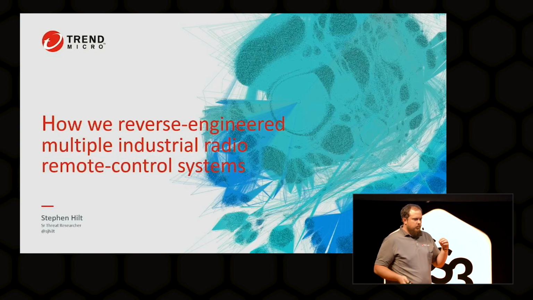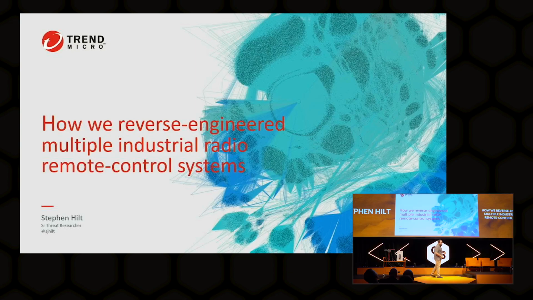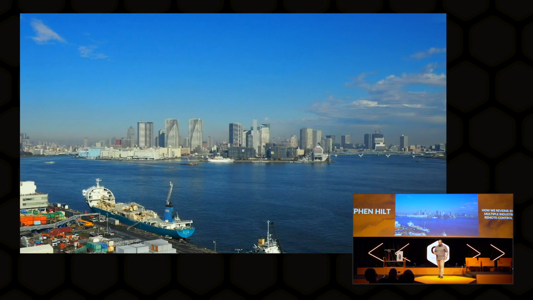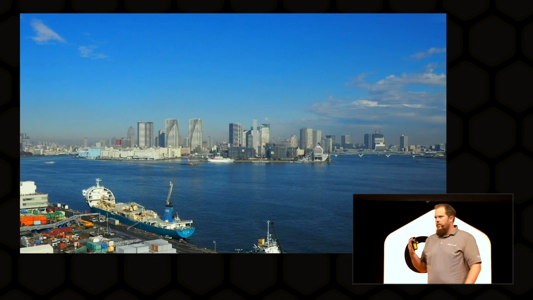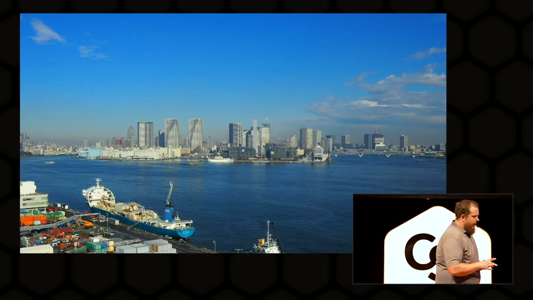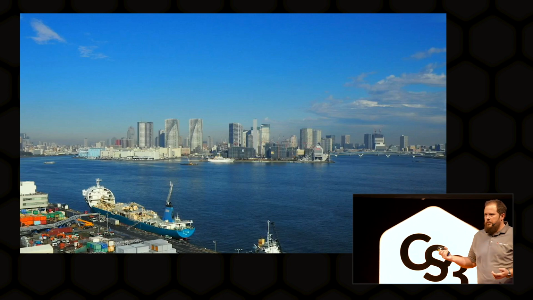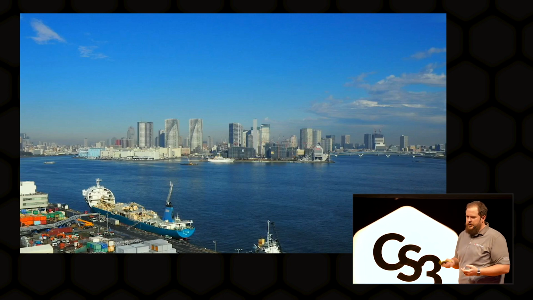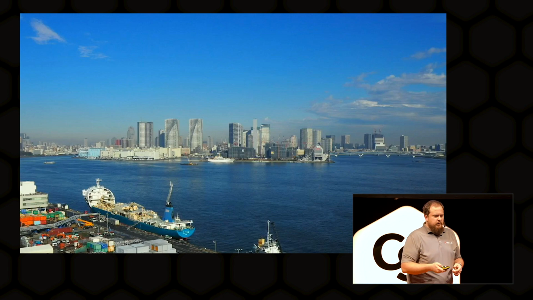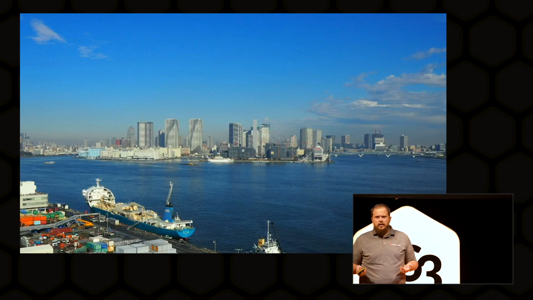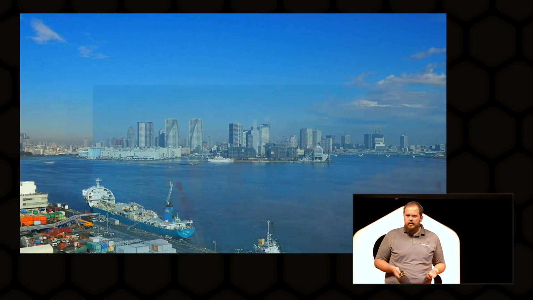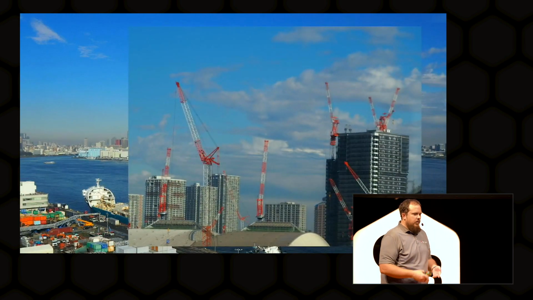So how did we reverse engineer multiple industrial radio remote control systems? One of the first things that we did is, all of us on this team, it was 7 of us that work for Trend Micro, and we started noticing something. I took this picture in December from the Rainbow Bridge in Tokyo, and Tokyo is really building up right now for the Olympics in 2020, but this isn't unique. Everywhere you see these cranes.